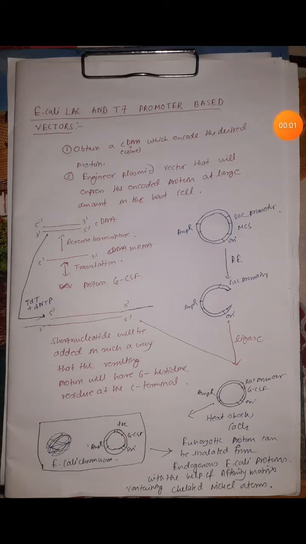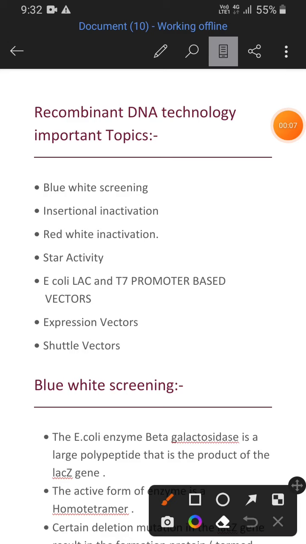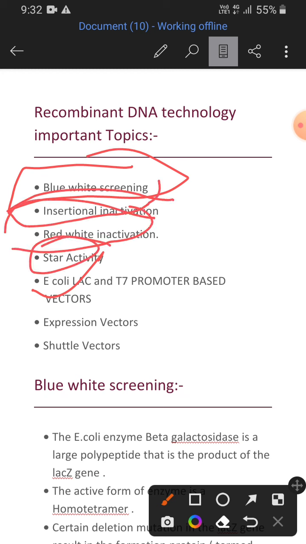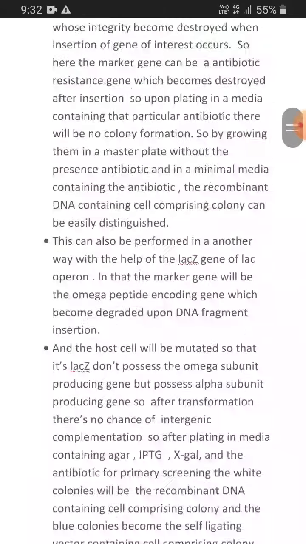Today we are going to discuss our fifth topic of this week. So we have discussed blue white screening, insertional inactivation, red white screening, and star activity. So now we are going to discuss E. coli LAC and T7 promoter based vectors. So this is our today's goal.